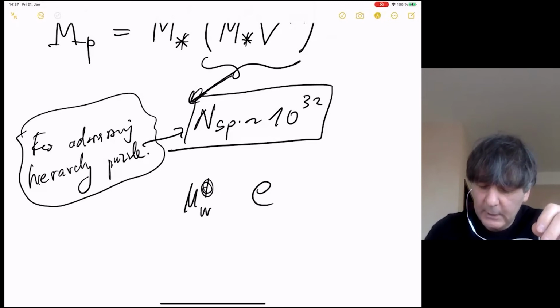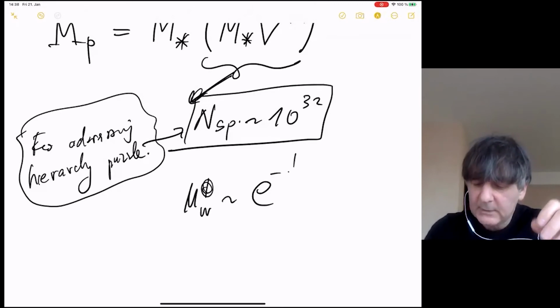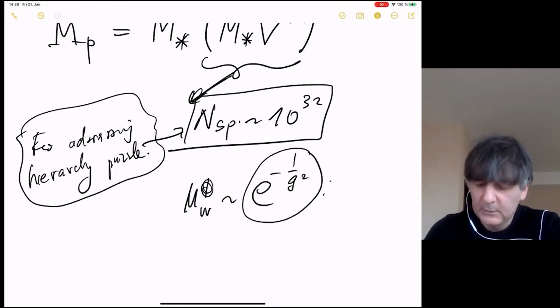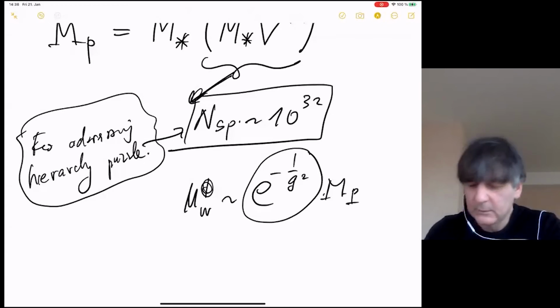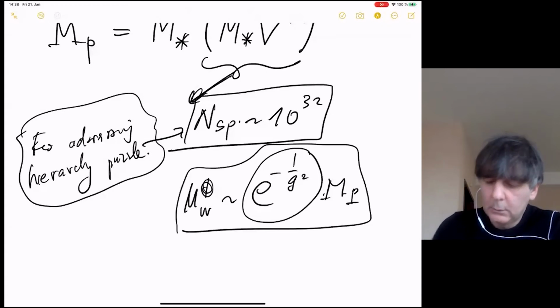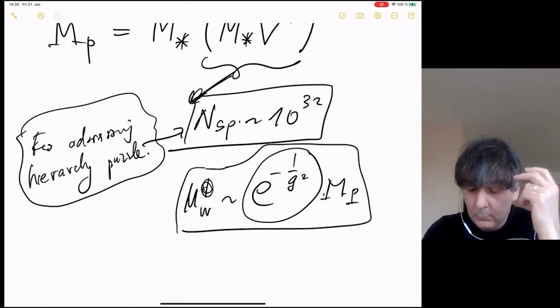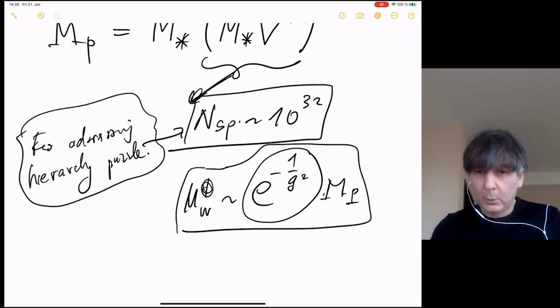Somehow we generate the weak scale as 1 minus some small coupling times the big number, let's say the Planck scale. Of course, in that case again we have this number. If we square it, we have to get 10 to the 32. So the number has to come from somewhere always.